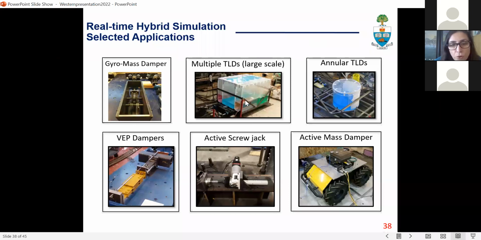The first four are passive control devices. So this is a gyro mass damper. One of my PhD students developed it. It works like a tuned mass damper, but you don't actually have the physical mass present. It has a gear assembly that amplifies the rotational inertia. And by transferring rotational and translational inertia to each other, you can generate translational inertial forces by introducing quite small physical mass. So that is the advantage of the gyro mass damper, and we were able to test it using real-time simulation.